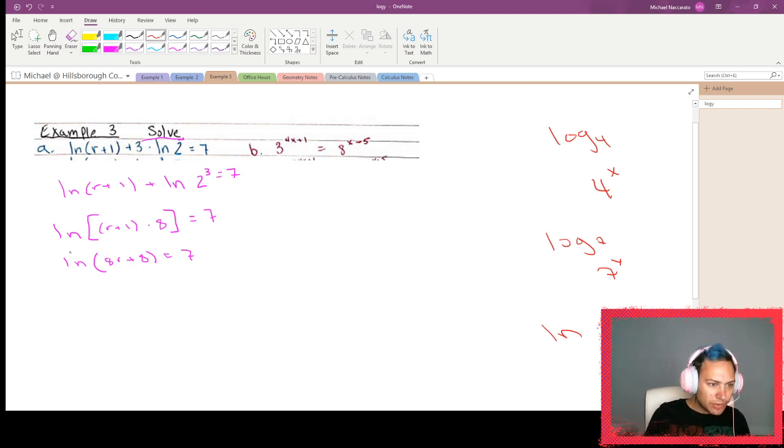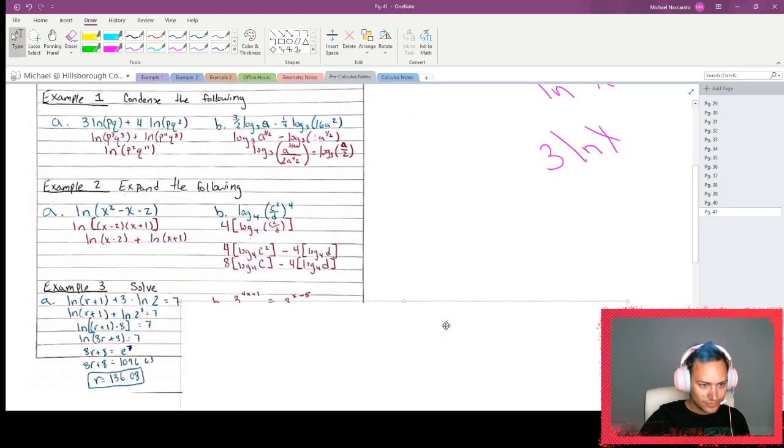So what I'm going to do is I'm going to put e to the both sides. e to the power of 7 and e to the natural log of this 8r plus 8 thing. What ends up happening here then is that the natural log and the e cancel each other out, so I'm left with 8r plus 8. Over here, e to the 7 is going to involve us using our calculator. If you took e to the 7, you would get 1096.63.